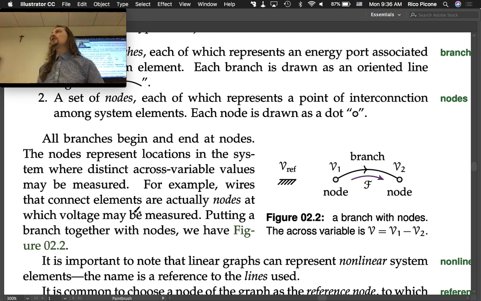So that's a good check on yourself. If you're asking, is there a node here? Think to yourself, if it's an electronic system, could I measure a voltage there? Does that make sense? Or is there a distinct velocity for this point?